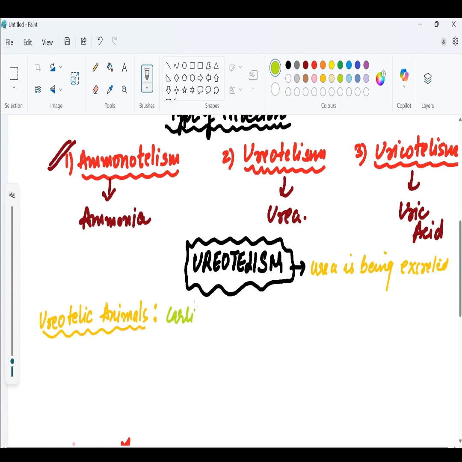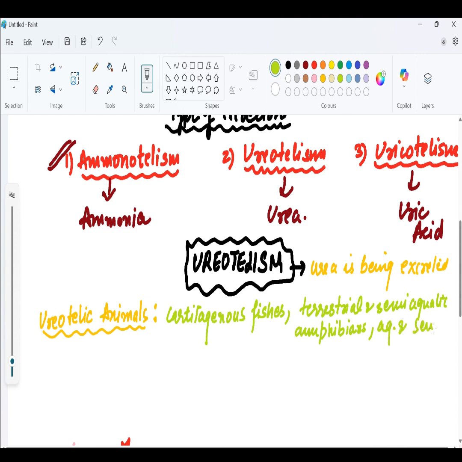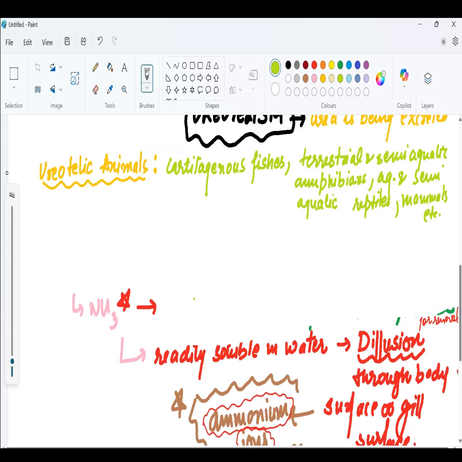First would be the cartilaginous fishes. Then will come some terrestrial and semi-aquatic amphibians. All right, then will come aquatic and semi-aquatic reptiles, mammals, etc. So these all are the examples of ureotelic animals.